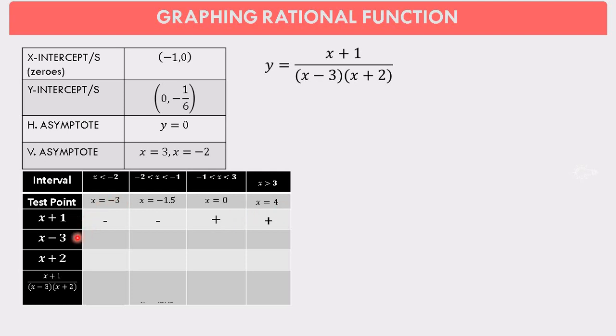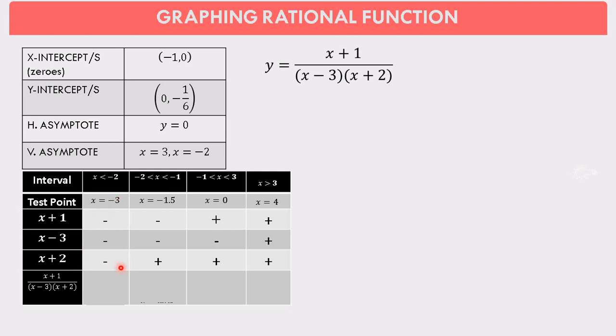Now x minus 3: negative 3 minus 3 is negative 6, negative. Negative 1.5 minus 3 is negative 4.5, negative. 0 minus 3 is negative 3, so negative again. And 4 minus 3 is 1, so positive. Now the third expression, x plus 2: negative 3 plus 2 is negative 1, negative. Negative 1.5 plus 2 is positive 0.5, so positive. 0 plus 2 is 2, positive. And lastly, 4 plus 2 is 6, positive.